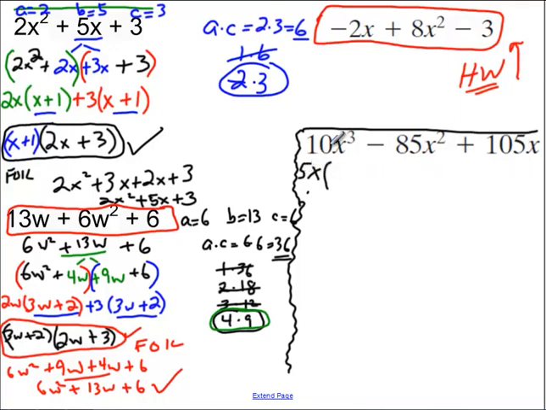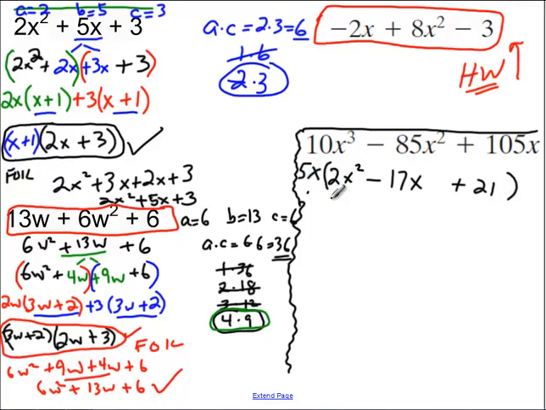Sorry, to rewrite this, we take each individual term and divide by 5x, because we're factoring that out. 10x cubed divided by 5x is 2x squared. Minus 85x squared divided by 5x is minus 17x. Plus 105x divided by 5x is plus 21. All right, so there is our correct factorization, or there is a factorization.